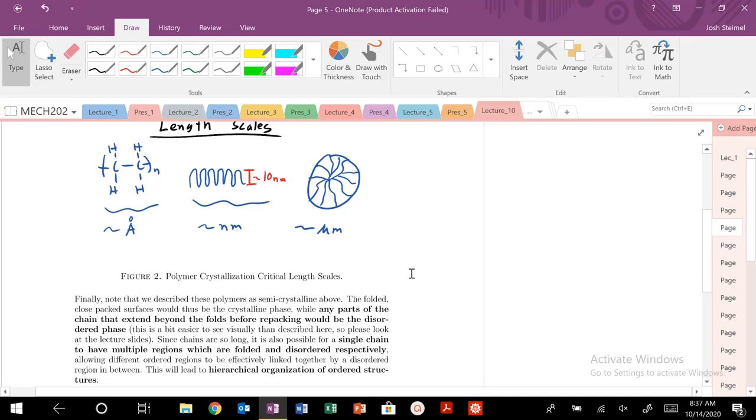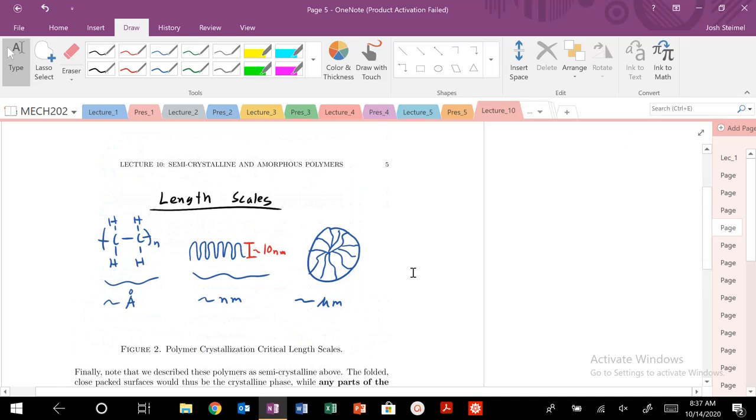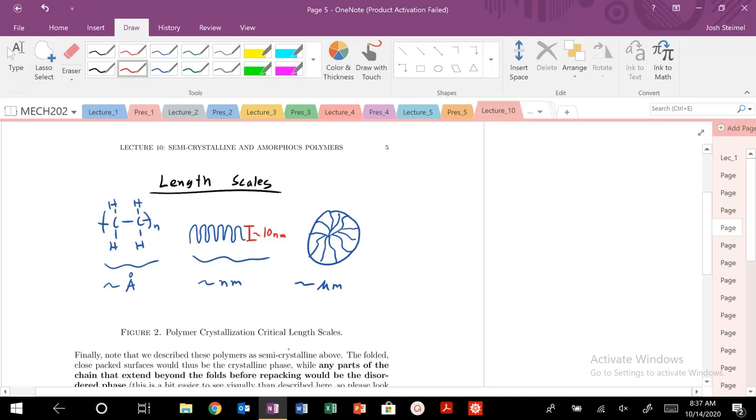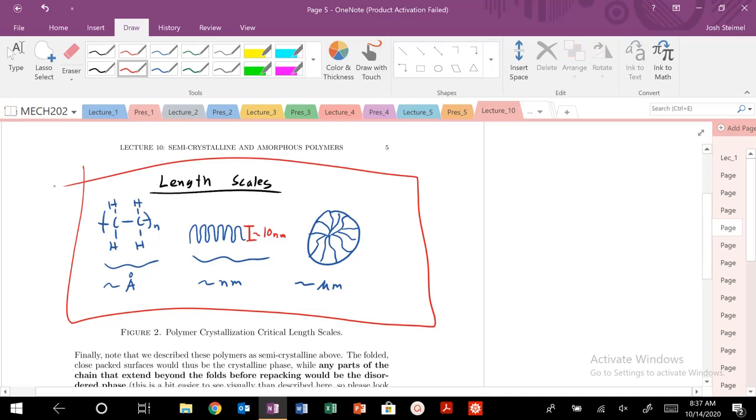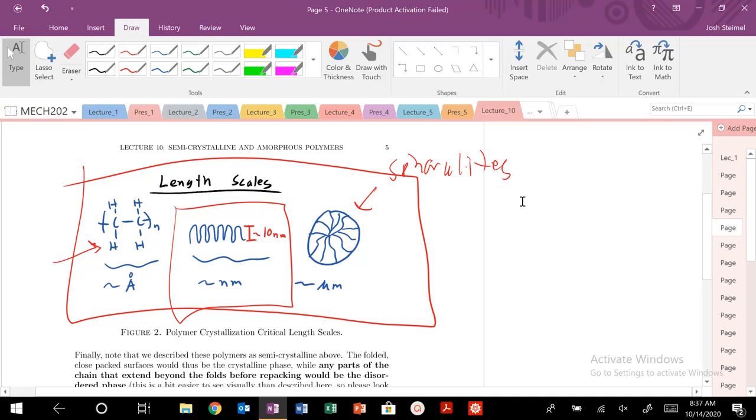So again, this is what we mean by a hierarchical structure. Polymer crystallization will have structure at all these different length scales. At the angstrom length scale, we have short range order due to bonds. Then when we crystallize, we have this nanometer order, this long range translational order due to the lamella. And then we're going to talk about spherulites, a really cool structure, which occur at the micrometer length scale. It's a really cool procedure, and actually really beautiful.